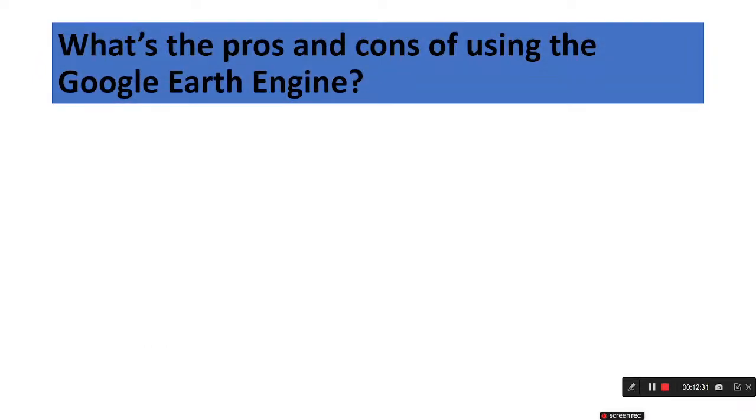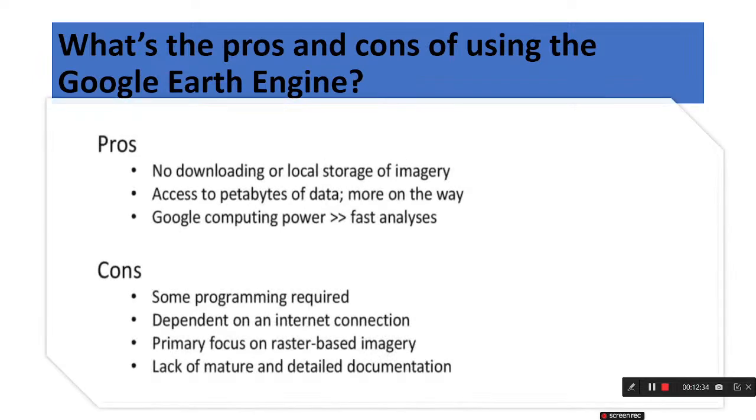And it also has some advantages as well as some disadvantages. When you want to work with the Google Earth Engine platform, it has a lot of advantages. First of all, you don't need to download any software. You don't need any local storage of imagery. We can easily access petabytes of data or more, and Google's computing power is very fast.